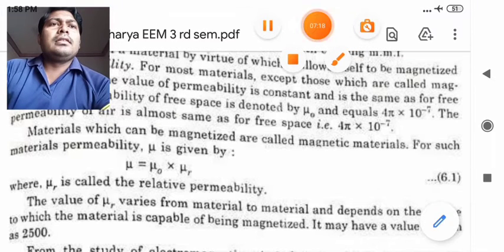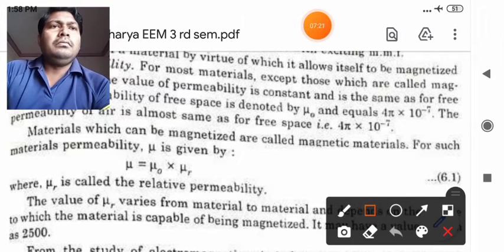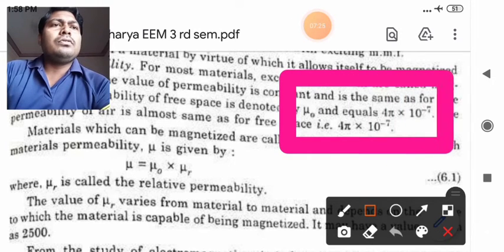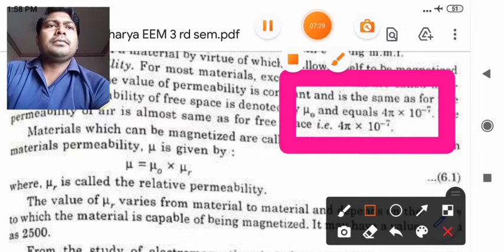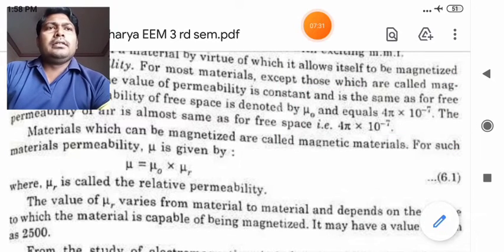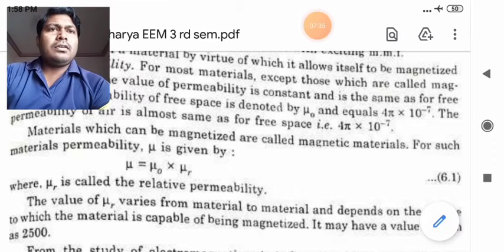So you have to remember this value. mu 0 equals 4 pi into 10 to the power minus 7. It is a constant. The permeability of air is almost the same as for free space, that is 4 pi into 10 to the power minus 7.